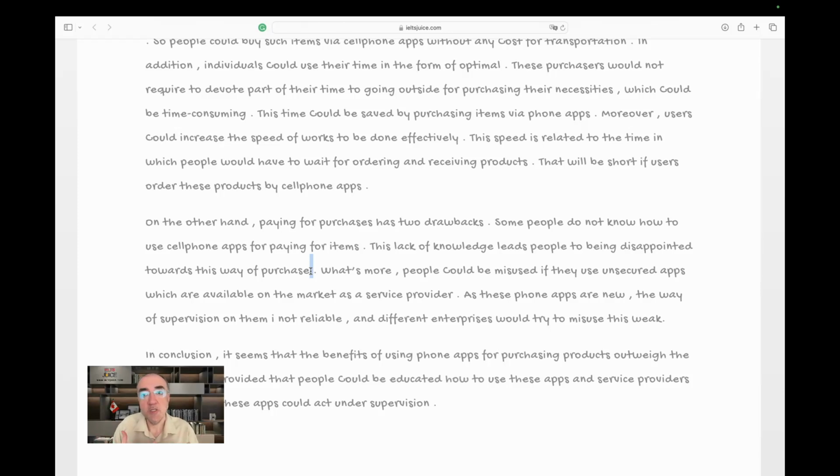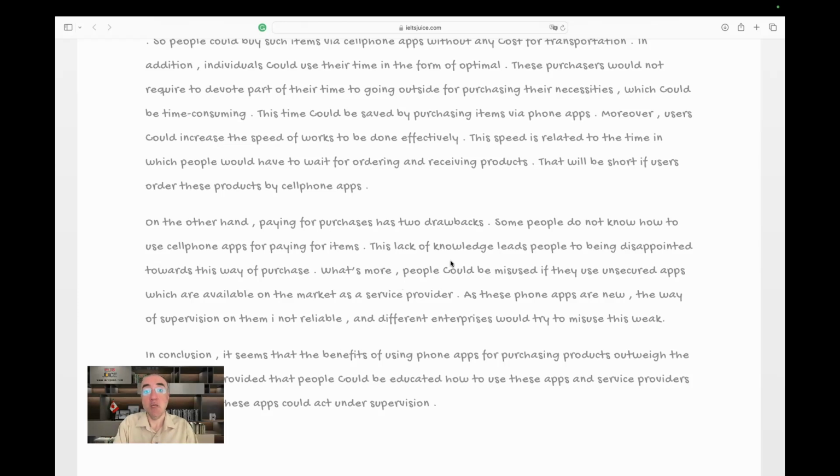If people cannot use these items, maybe just, for instance, there are many senior citizens who are not comfortable with gadgets, and they need training on how to use gadgets before they go ahead and do some advanced actions like purchasing something using their mobile phones. They are more comfortable paying everything in cash. What's more, people could be misused, like somebody else misuses people, if they use unsecured apps.